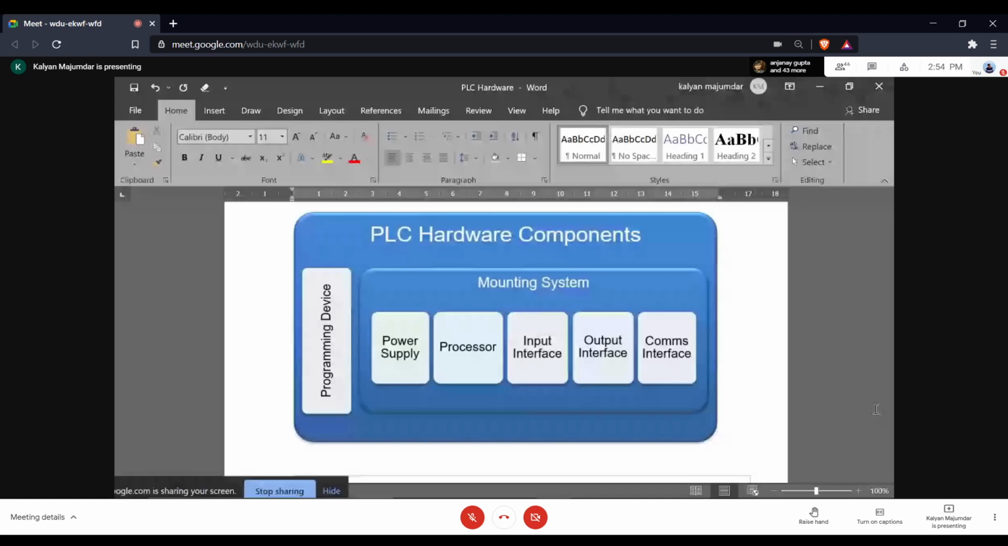You require a communication interface. When you require a communication interface on a PLC, as the name suggests, you're trying to communicate with something. The PLC is trying to communicate with something.